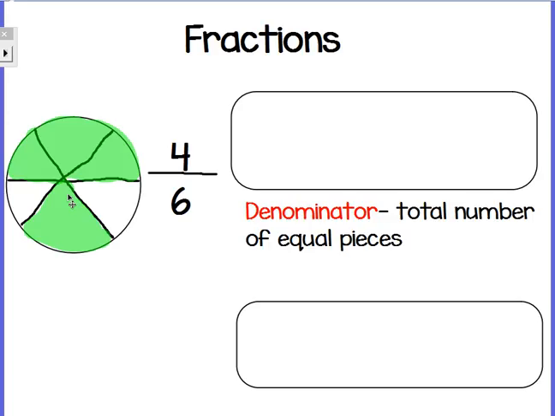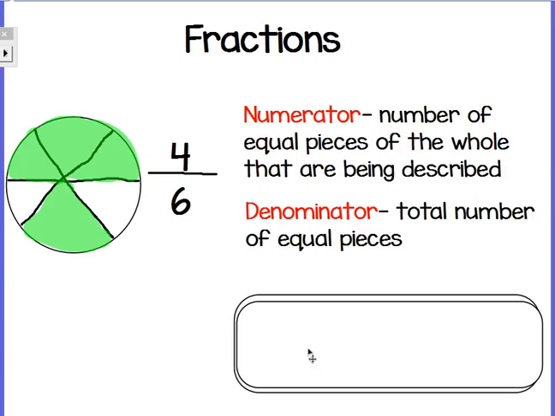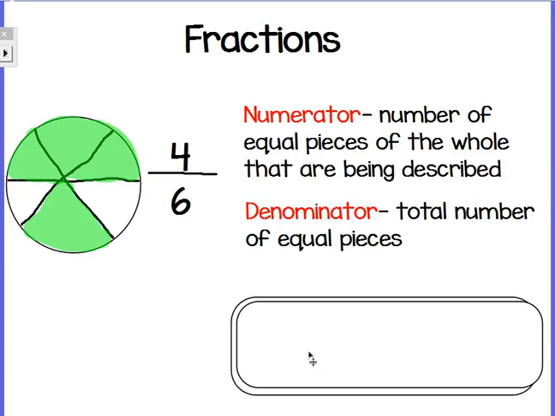pieces. When students are partitioning or cutting a shape into pieces, they're probably not going to be able to make it exactly perfect, but they should be able to make pieces that look pretty equal. So here I have 1, 2, 3, 4, 5, 6 equal pieces. I look at the numerator. That tells me the number of equal pieces of the whole that are being described.